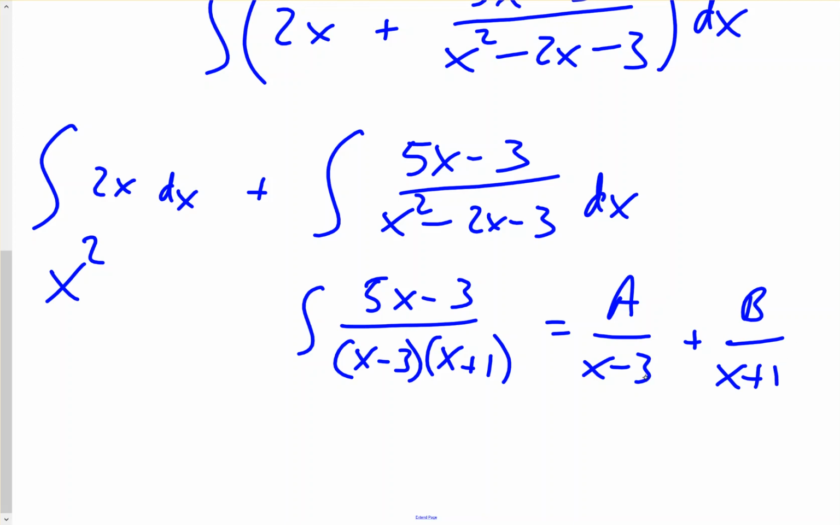Okay, so now we know that in order to do the partial fractions, a would have to get multiplied by x plus 1, and then b would have to get multiplied by x minus 3.